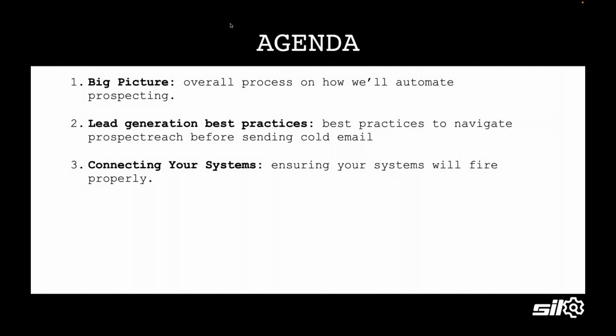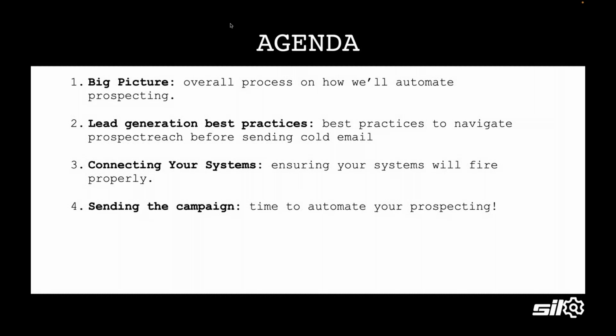And then once we go through that, we're going to go to connecting your systems to ensure your systems will fire properly. So this is where we'll look under the hood, so to speak, in areas of Prospect Reach and also in Go High Level. And I'll show you how these systems all come together and work. And then it's time to automate your prospecting campaign. By the time we get through this, you'll have a great understanding of how you can, what I like to consider, not just automate your prospecting, but do very powerful prospecting as well.